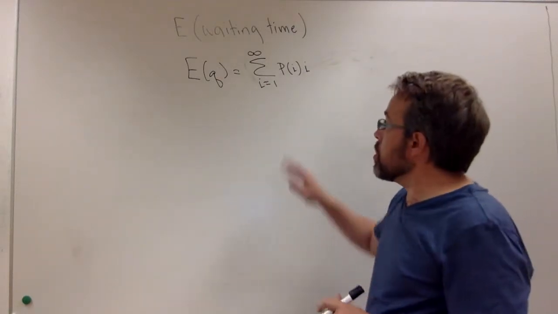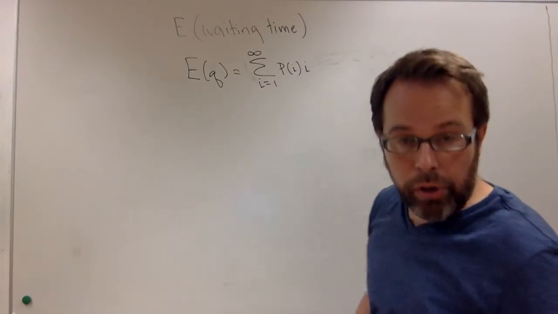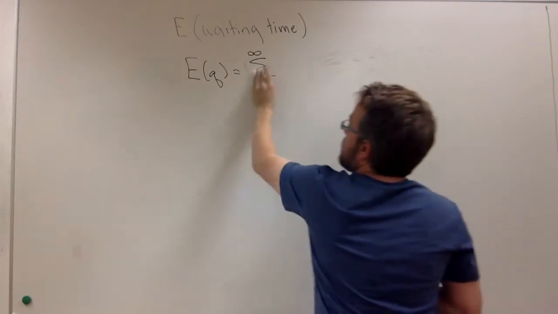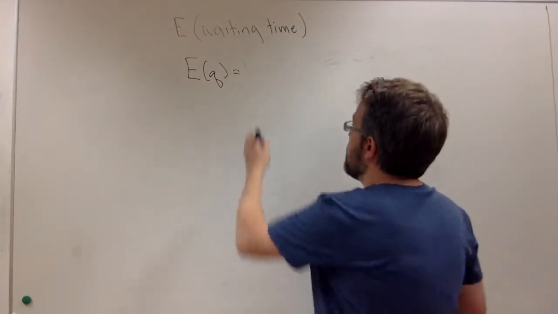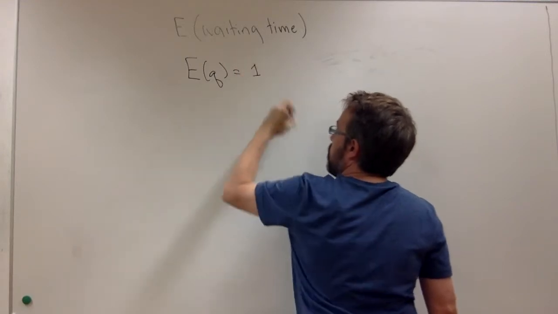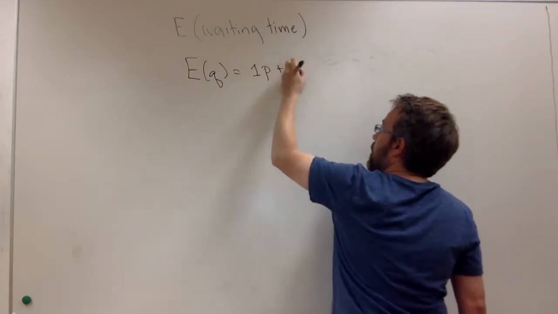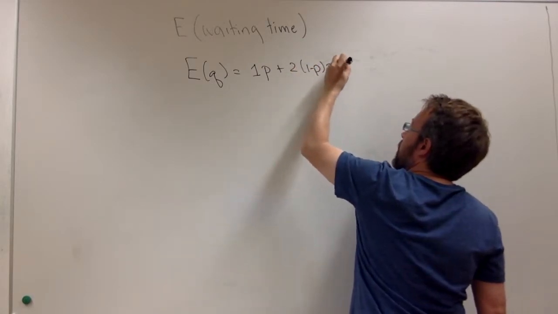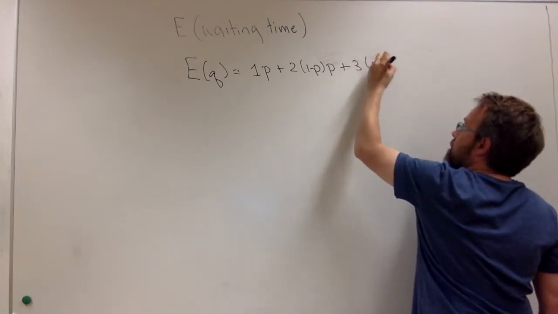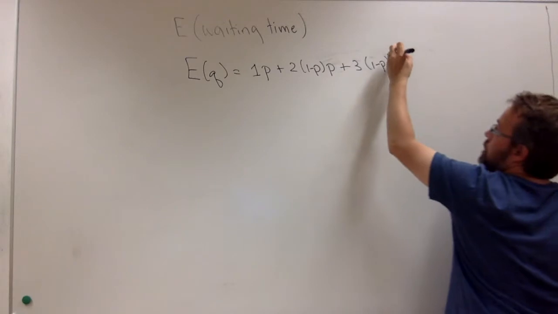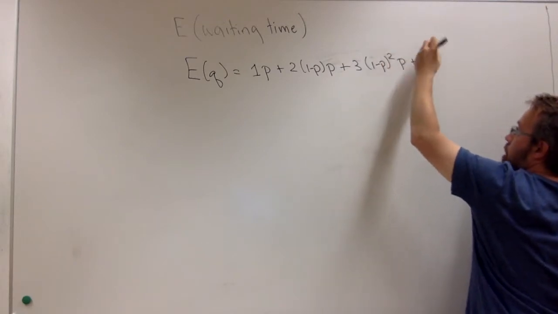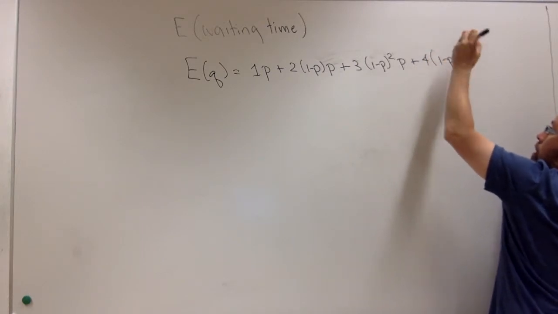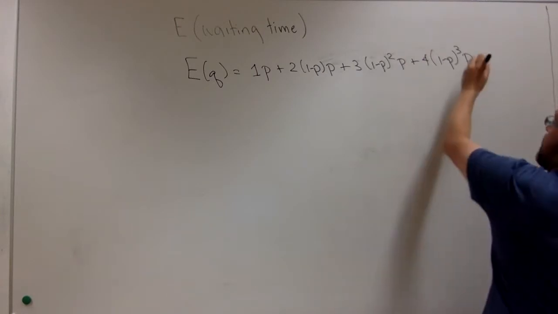Okay, so now let's do this for the probability of the waiting time. So in the last video, we showed that the probability of the waiting time was, the probability of 1 was 1 times p. The probability that was 2 was 1 minus p times p. The probability that was 3 was 1 minus p squared times p, plus the probability of 4 times this, and so forth, right?